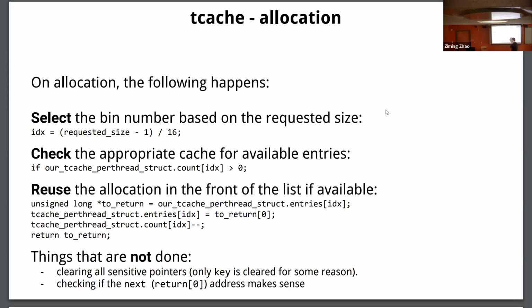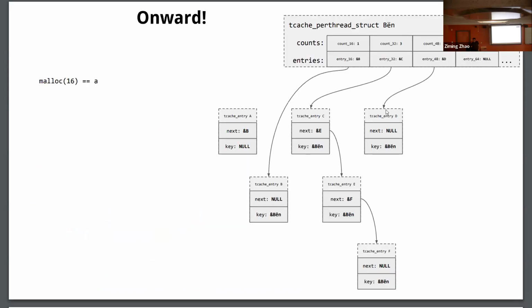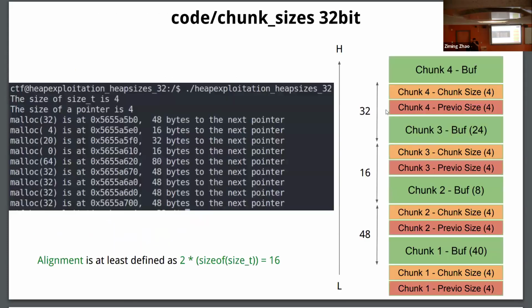Then we just reuse the allocation at the front of the list. So we are using the very first memory chunk available, which means this is a last in, first out data structure. It's kind of like a stack. Every time you put a freed memory chunk into a bin, then there will be more free chunks going in, and the last in, first out. So we can skip the steps. We already did this.